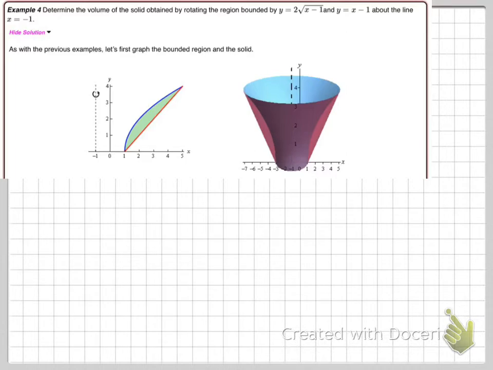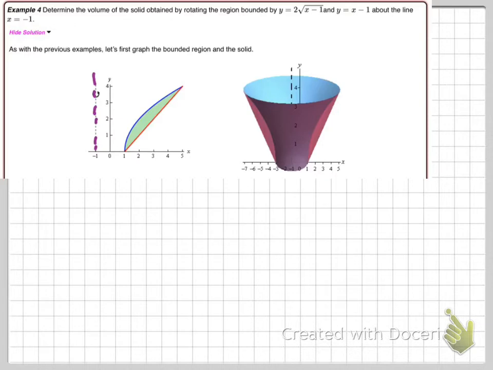And this one, we're looking at ones that are rotated, not necessarily about the X or Y axis, but it could be any axis. Let's check it out. So, I took this from Paul's online calculus notebook, where we're determining the volume of a solid by rotating the region bounded by y equals 2 times the square root of the quantity x minus 1 and y equals x minus 1 about the line x equals negative 1. So we're actually going to rotate it about this line here.